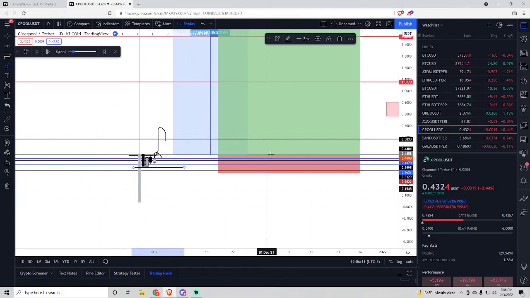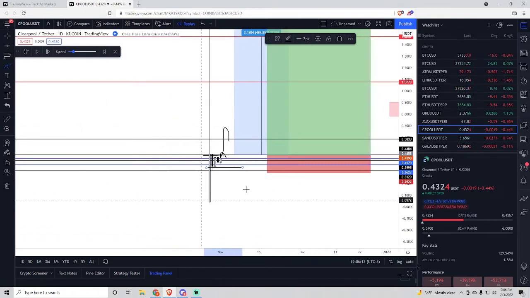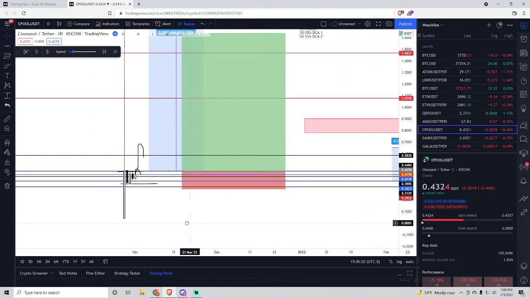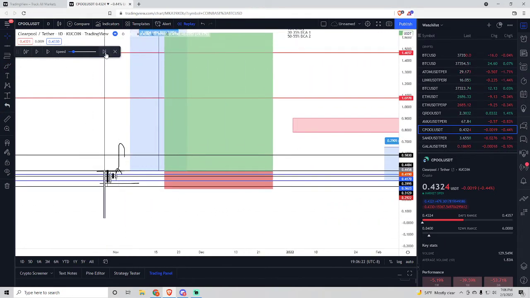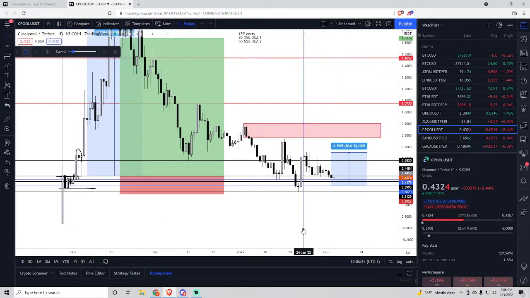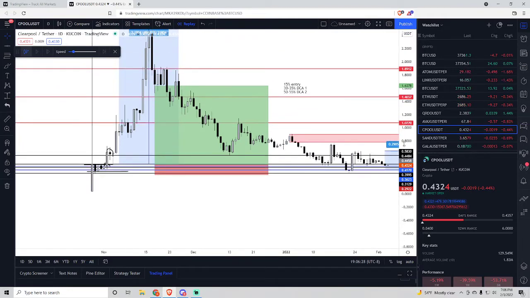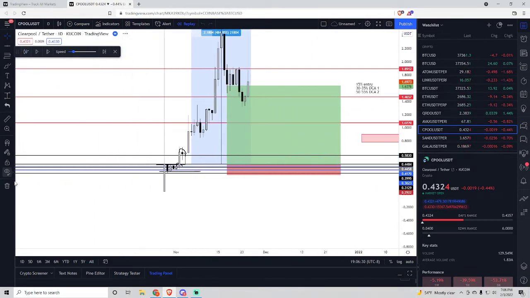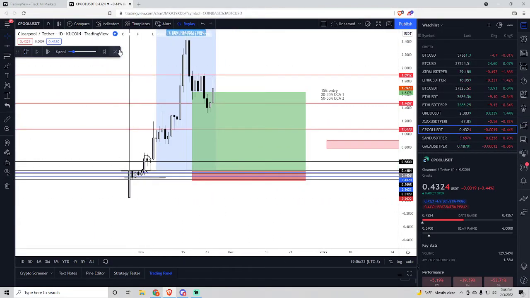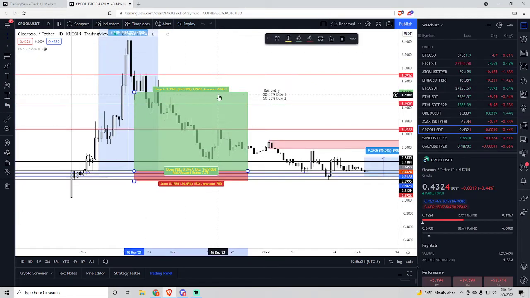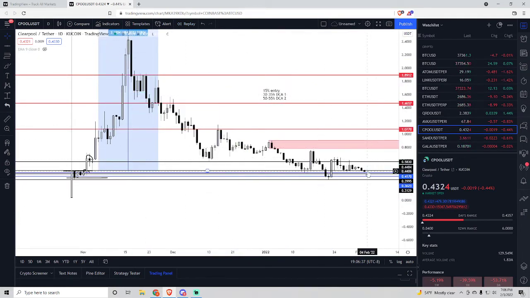So here was an example of a demand zone being traded. I'll show you more on different coins, but now let's look at a supply zone. But before I do that, I'm just going to remove these lines for now.